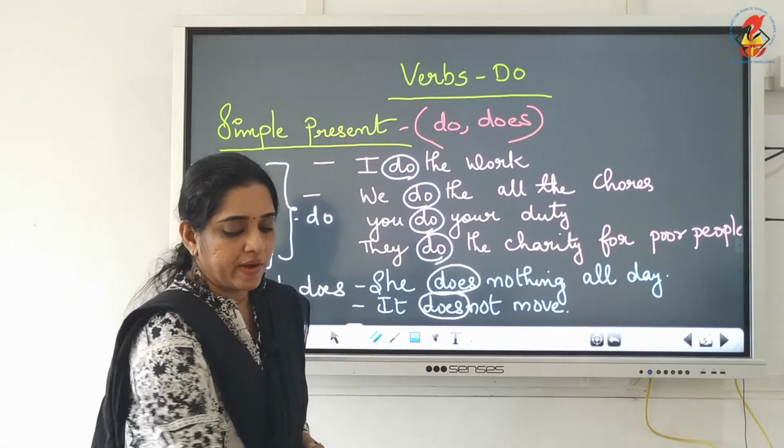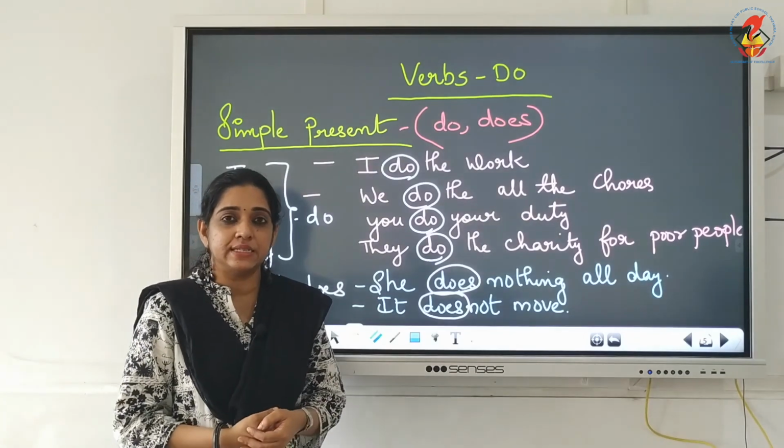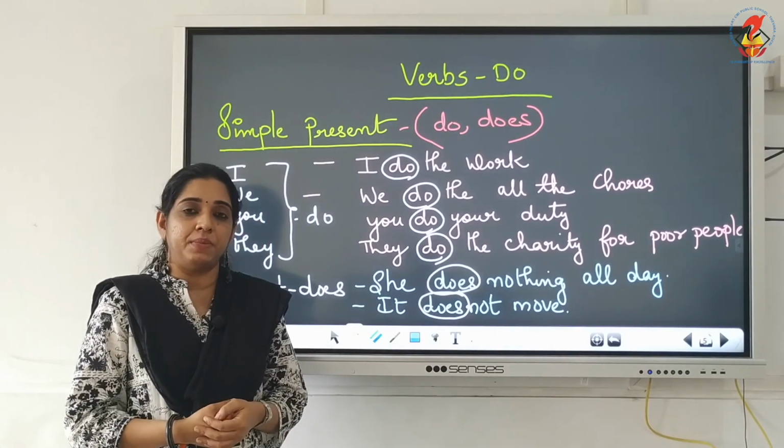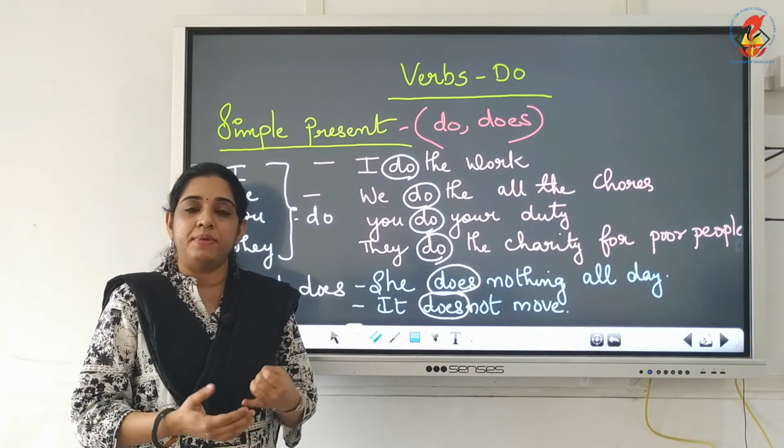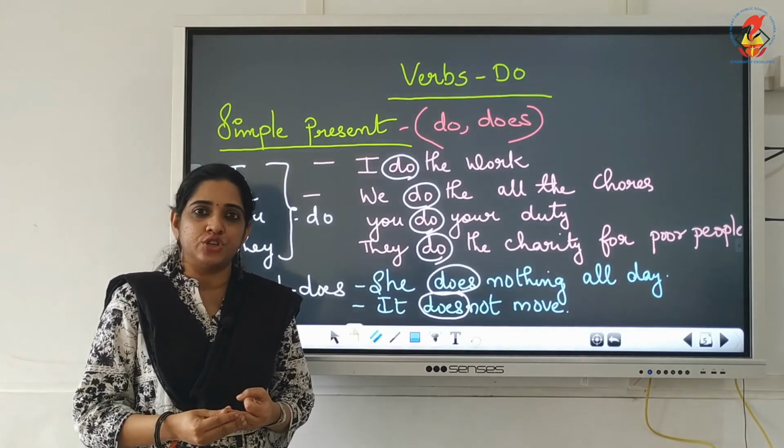So, we have come to the end of the topic, the tenses. What we studied: tenses can be divided into three, which are the main three tenses of the English language: present tense, past tense and future tense.